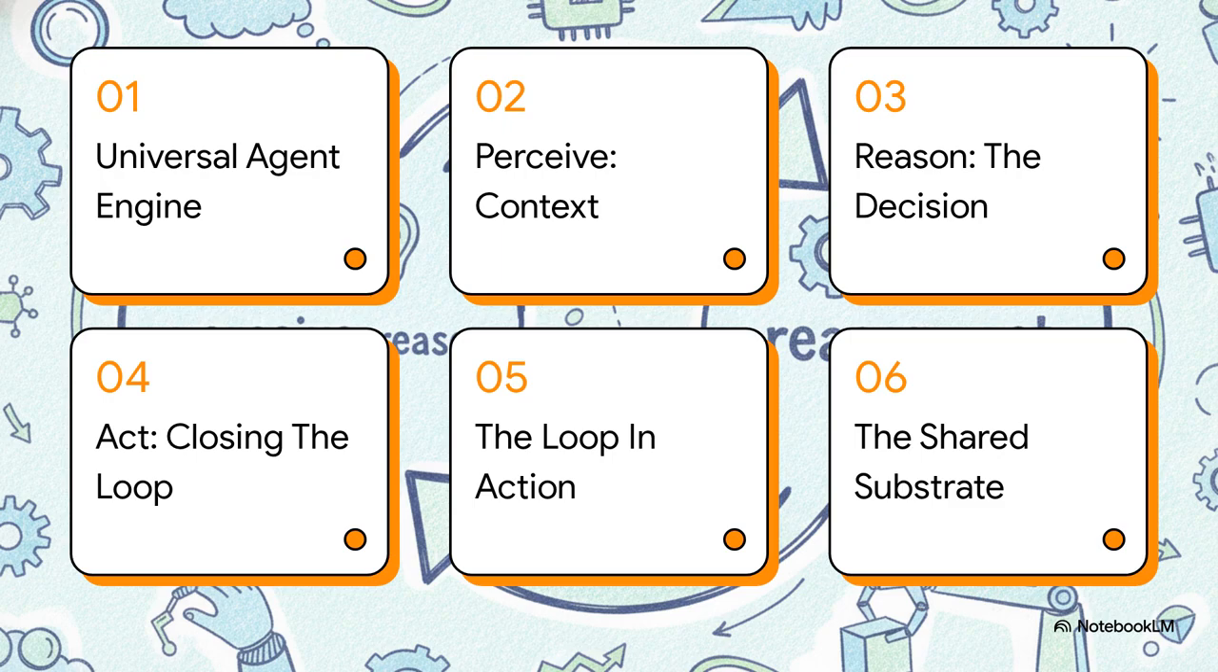Here is our map for today's deconstruction. We'll start with the universal agent engine itself, then we'll break down the specific phases: perceive for gathering context, reason as the decision step, and act for closing the loop. After that, we'll look at the loop in action and finish up with the shared substrate underlying it all. Basically, we're going to break down this engine piece by piece before we actually watch it run.